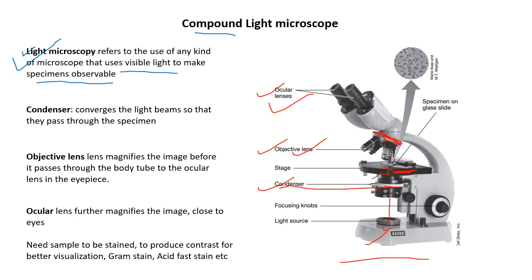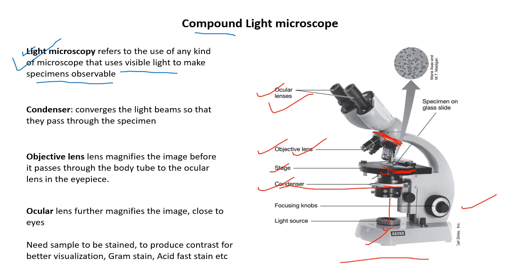Apart from that there is a light source and a focusing knob. It can be a fine knob or a coarse knob: fine for very small adjustments, and coarse for fast focusing. The stage is to hold the sample. So this is the general idea about the microscope. You can take a screenshot of these points and write them in your exams. The condenser converges the light beam so that it can pass through the specimen. The objective lens magnifies the image before it passes through the body tube to the ocular lens. This is the body tube, and the ocular lens further magnifies the image close to the eyes.